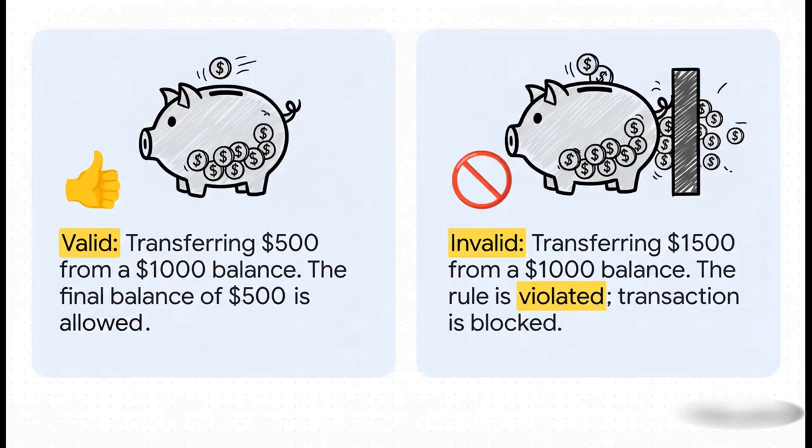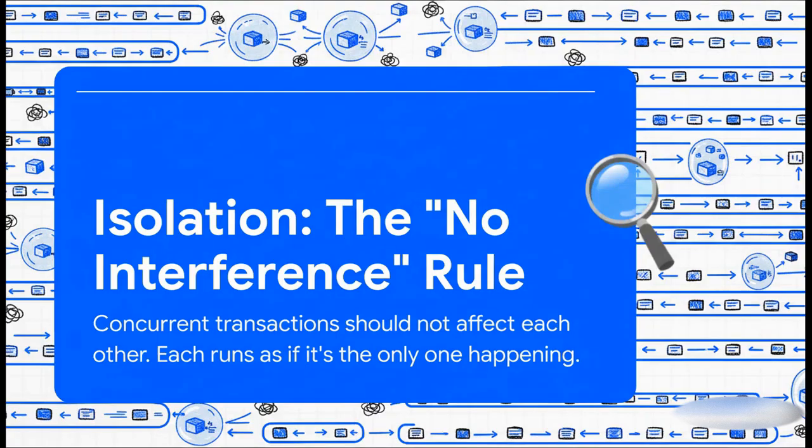So for instance, a bank's database has a really simple, fundamental rule. Your account balance cannot go below 0. You can't spend money you don't have. Well, consistency is the property that enforces that. If you try to make a transaction that would break that rule, it just gets blocked. It won't even start. That's how the integrity of the whole system stays intact. Okay, now we've got I for isolation.